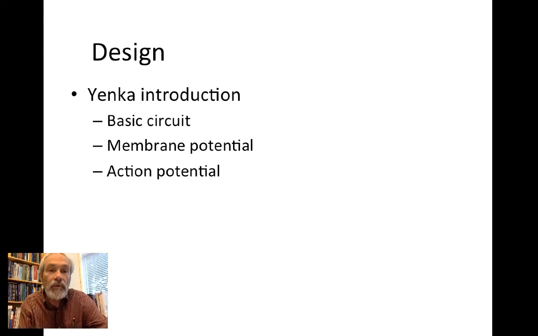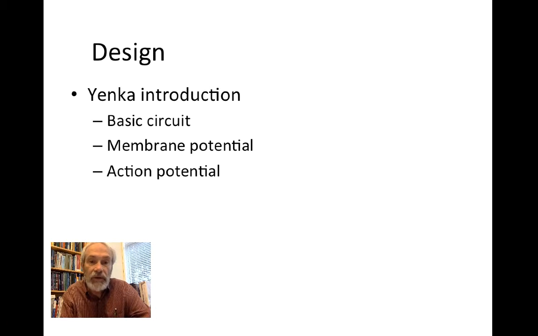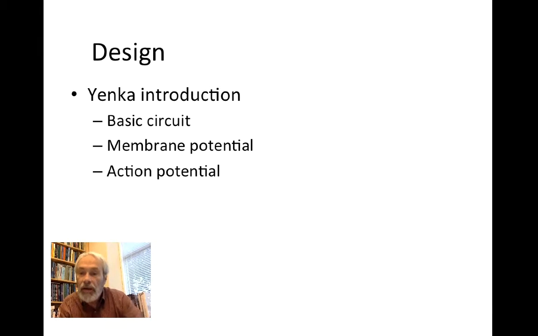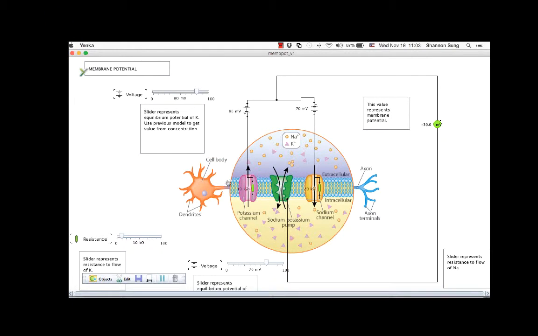Okay, so we want our first-year biology majors to understand membrane potentials, action potentials, other things going on in nerve cells. And what we've done is pre-made a Yenka circuit for them to explore. And here we've got a picture of a neuron with an axon. And this is where the electrical signal produced by nerve cells travels to other nerve cells. Then this is zoomed in on the membrane of that cell.